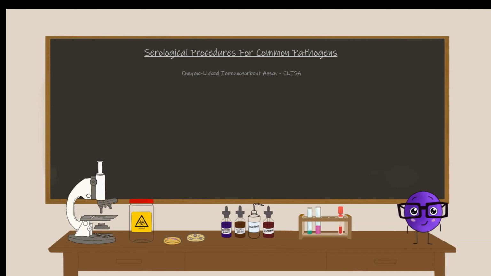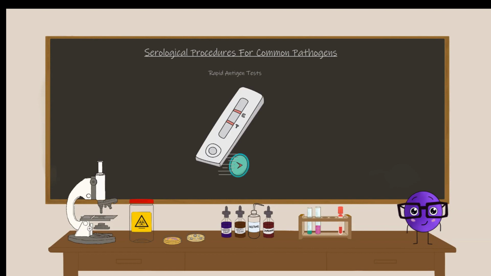Enzyme-linked immunosorbent assay, also known as ELISA. This test detects antibodies or antigens in a blood sample. It's widely used for diagnosing infections such as HIV, Lyme disease, and hepatitis. Rapid antigen tests. These tests quickly detect the presence of specific antigens, providing rapid results. They can be used to diagnose influenza and streptococcal infections.